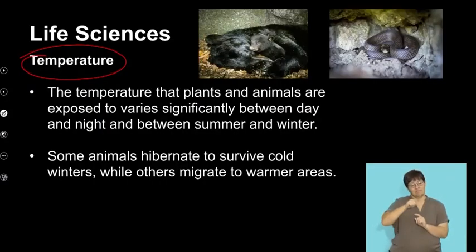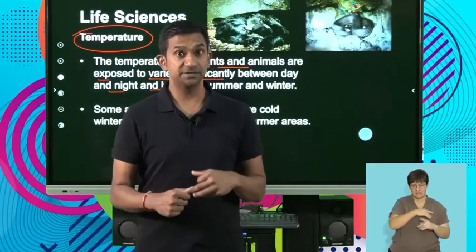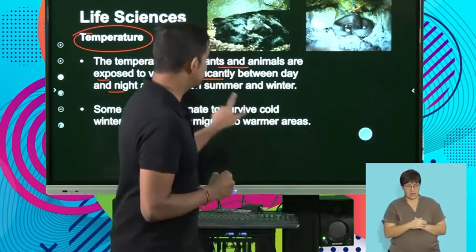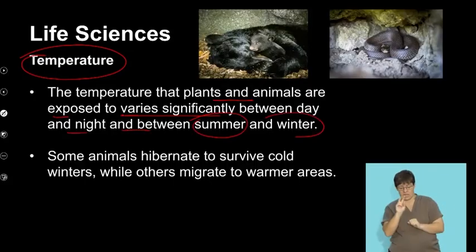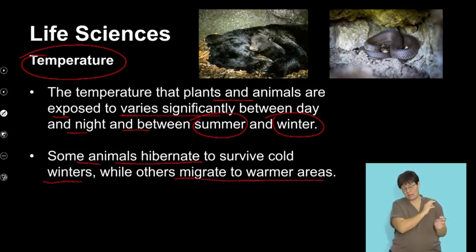So the temperature that plants and animals are exposed to varies significantly between night and day, and even between seasons. We know that in certain areas, such as deserts, they experience hot days and cold nights. We also know that there are seasonal changes from summer to winter where the temperatures fluctuate significantly. So some animals, such as herbivores that consume large amounts of plant material, survive in winters while others migrate to warmer areas.